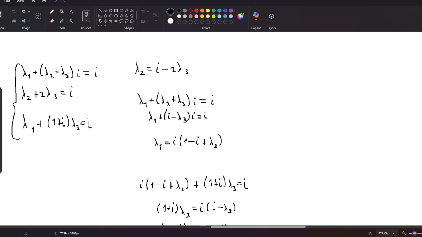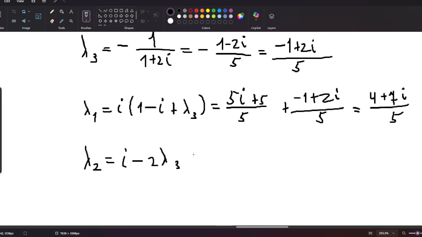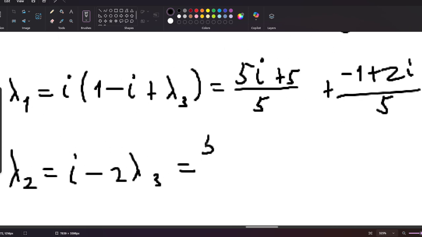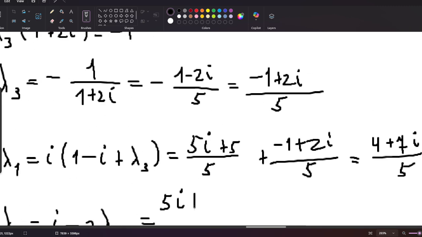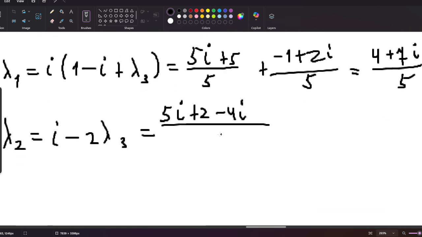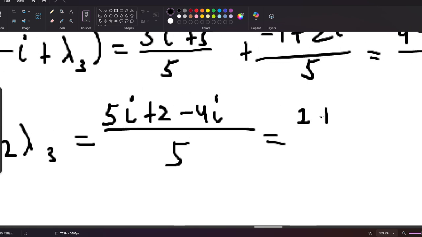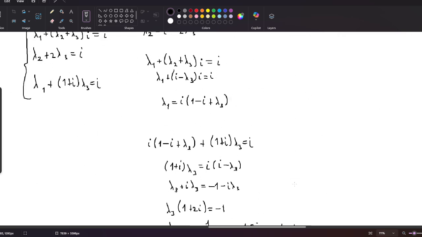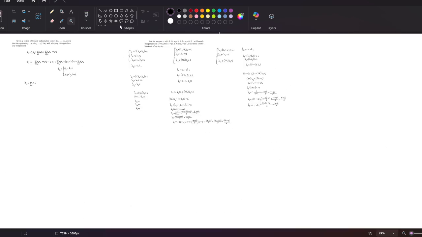Now we have to find lambda 2, which is probably simpler. Lambda 2 is going to be equal to this. It's going to be 5i plus 2 minus 4i over 5. It's going to be 2 plus i over 5. And we're done here.